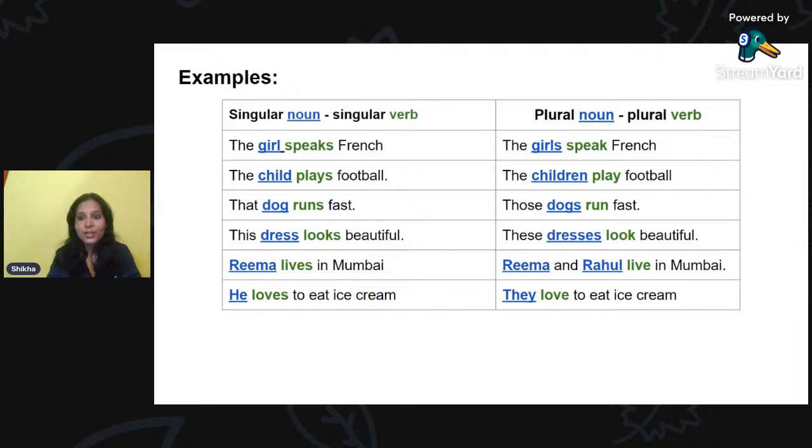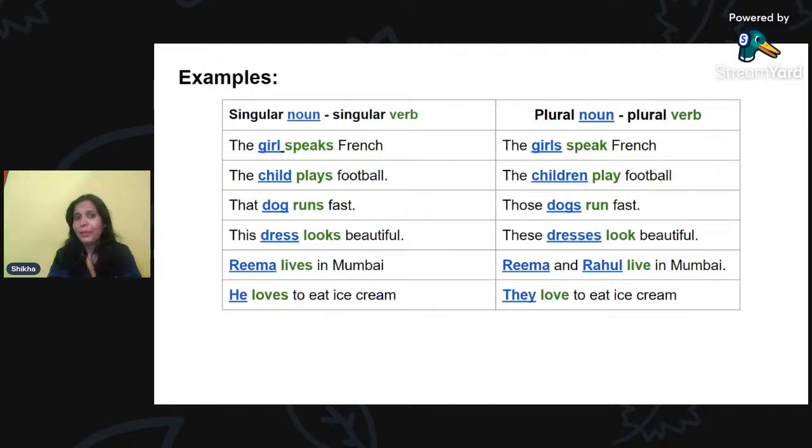These dresses look beautiful. Rima lives in Mumbai. Rima, proper noun; lives. We are talking about one person, and that's why we have used the singular form of the verb, lives. Rima lives in Mumbai. But see here, we have used Rima and Rahul. So when you use "and" between two nouns, the subject becomes plural, and that's why we have to use the plural form of the verb. Rima and Rahul live in Mumbai.